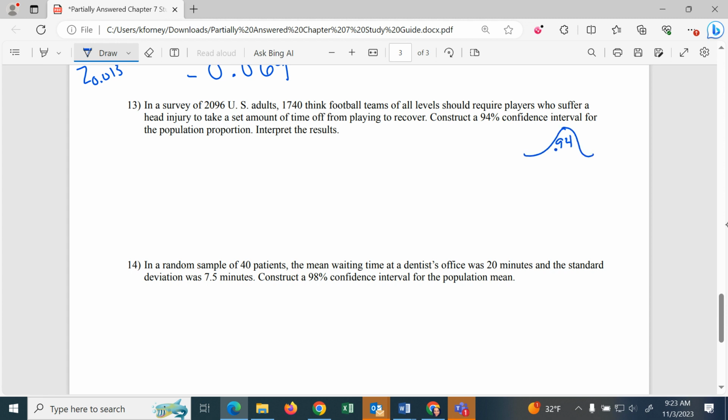So a 94% confidence interval tells me that we have 3% and 3%. When I'm reading it, it tells me here for a population proportion. So we're going to do this like we did number 12. So E equals, we have to find our z-score. So over here, I'm trying to find my z of 0.03.